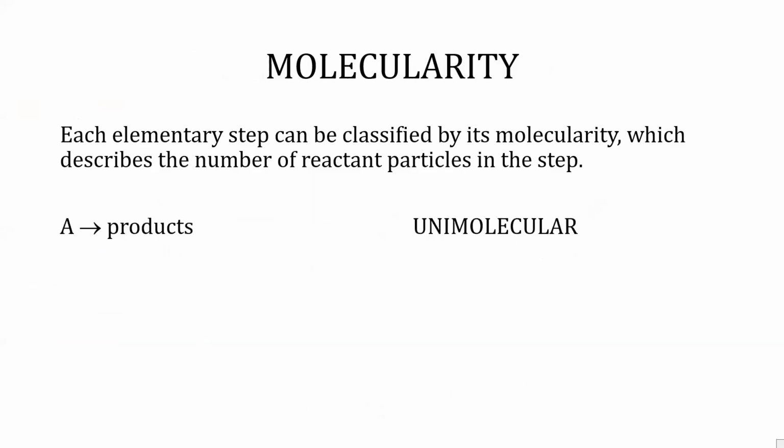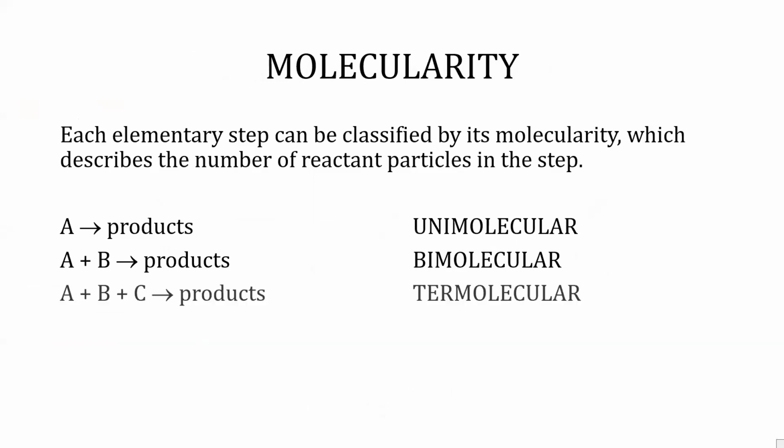A forming product is unimolecular. A plus B forming products is bimolecular. A plus B plus C forming products is termolecular.